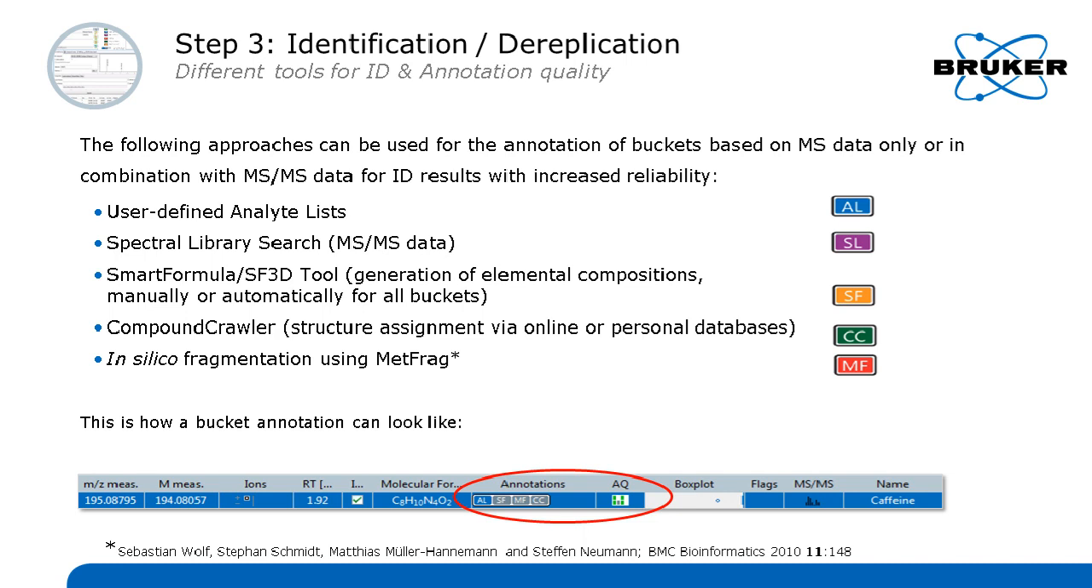And when you have an identification in your bucket table, as you can see on the bottom here we would have caffeine identified. You can see we have one molecular formula assigned, and you can also see that this annotation is performed based on the blue analyte list, the blue AL icon. And you will also see this annotation quality score, which will give you a quick overview on how good this annotation is.